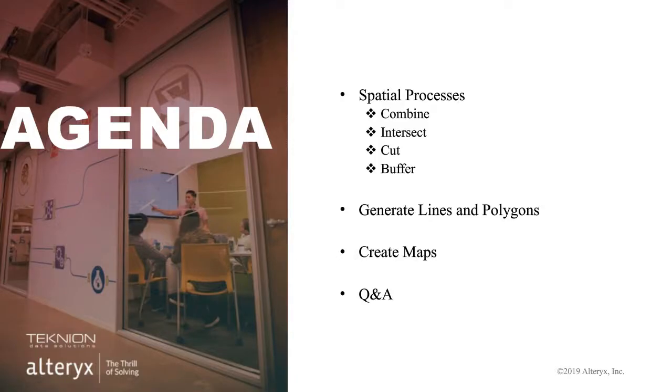Again, to go over our agenda, we're going to look at spatial processes, and these are going to include how to combine spatial objects, intersect, cut, and buffer spatial objects. We're also going to generate lines and polygons on the fly using the map input tool in Alteryx. And then, as I said, one of my favorite things, to create maps.